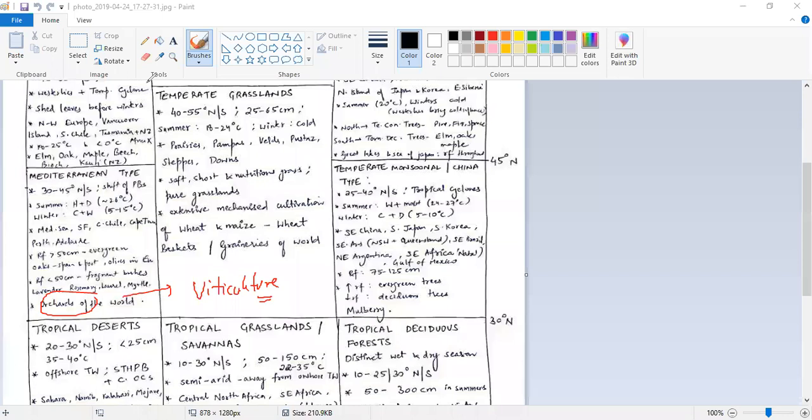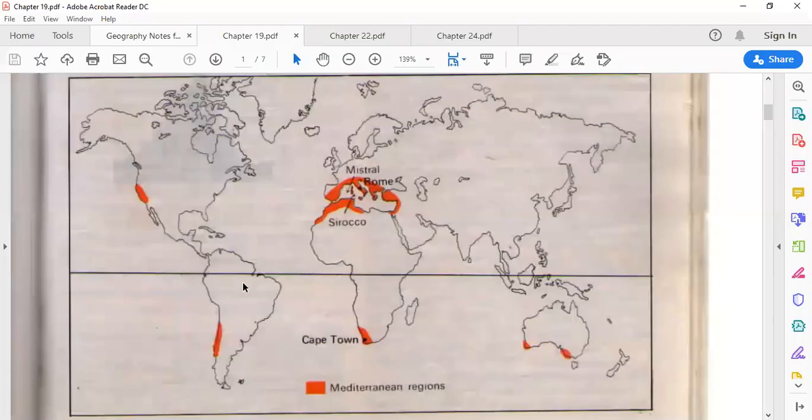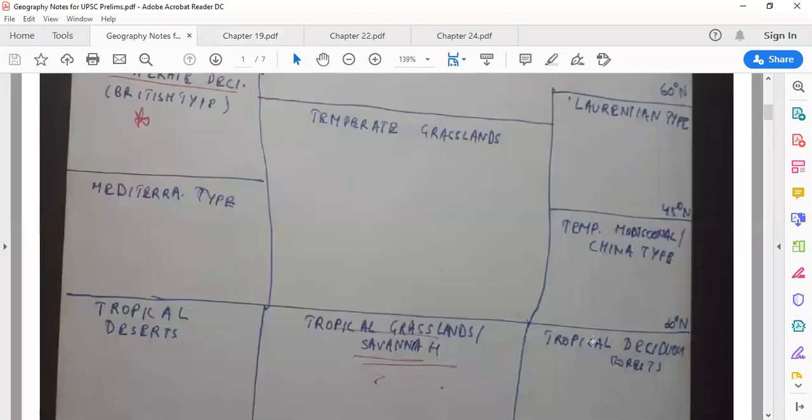Let's move ahead. Let's not waste too much time because we're talking from the perspective of prelims, and go through these points. If time permits, also have a look at GC Leong. Very interesting portion. So again, we have talked about the Mediterranean.